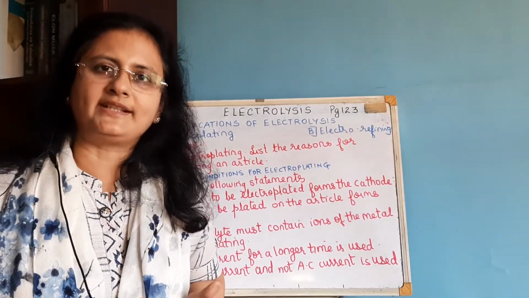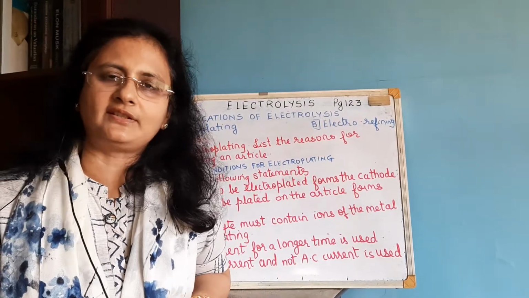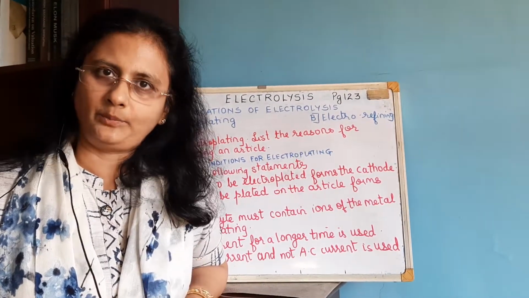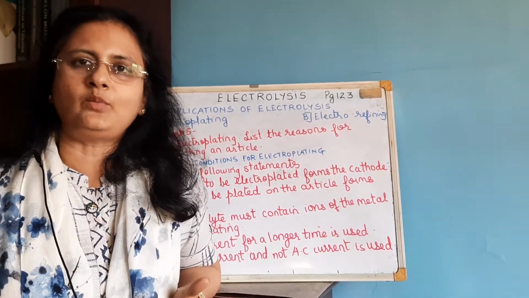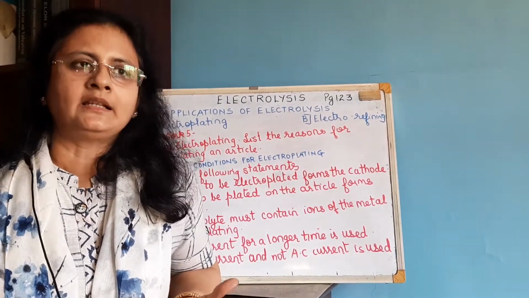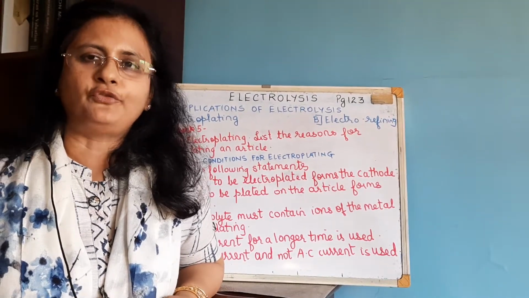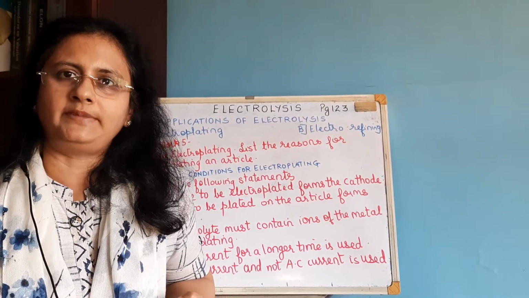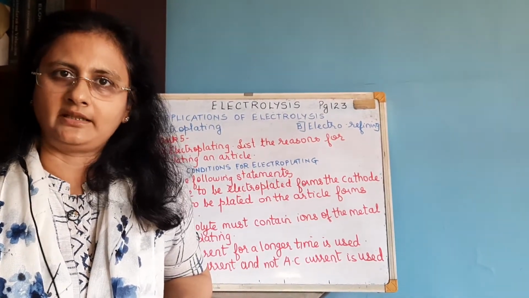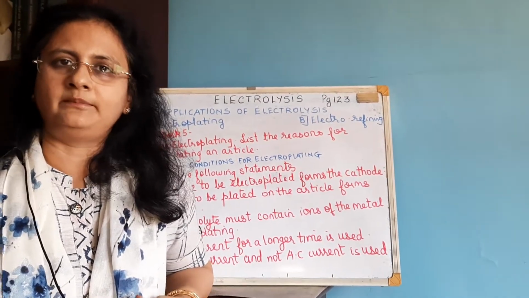Okay, now we have to discuss applications of electrolysis. Now there are mainly 2 applications of electrolysis. One is electroplating and second is electrorefining. Now let us understand what electroplating is. Electroplating is a process of electrolytic deposition of a superior metal. Superior metal means gold, chromium, platinum, silver, nickel, on the surface of a baser metal like copper, iron, brass, etc.